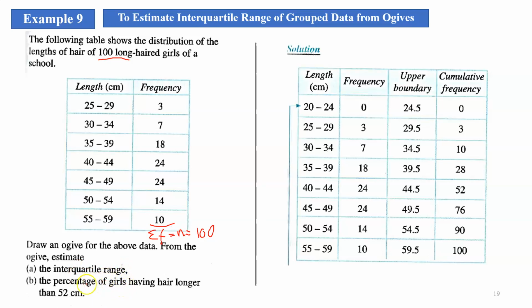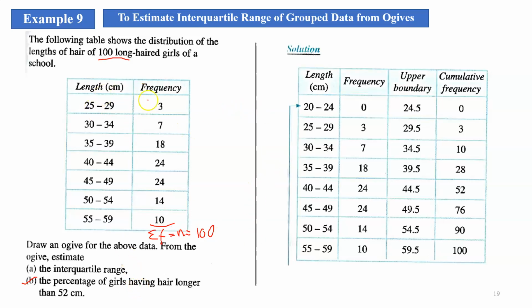Okay, kalau kamu perasan, untuk OGIF, dia sentiasa ada soalan yang macam yang B ni. Kalau yang macam tadi, yang jumlah of books lebih daripada 16. Ni sekarang, macam tadi, jumlah pelajar yang baca lebih daripada 16 books. Sekarang dia tanya pula percentage of girls having hair longer than 52 cm. So, bila ada soalan macam ni, tu maksudnya OGIF lah tu.